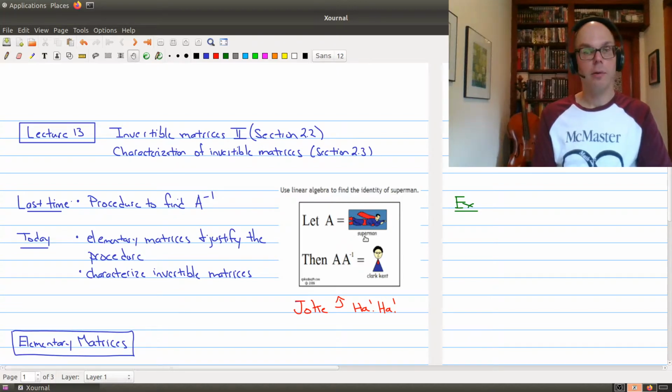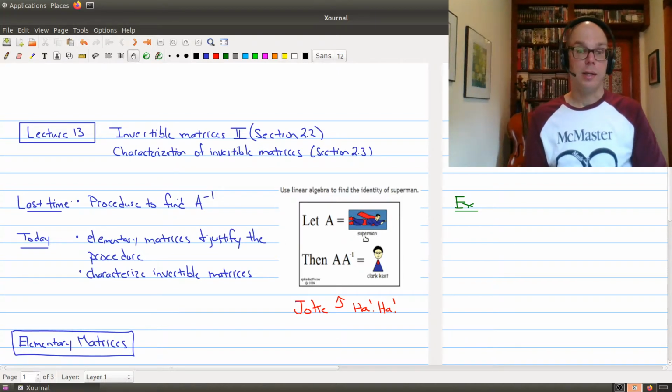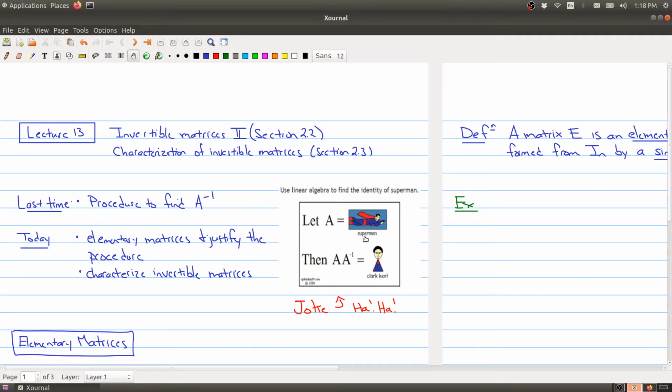And over here is a little comic. Hopefully it's funny. I don't know, it's some lame math humor, but maybe you'll enjoy it.